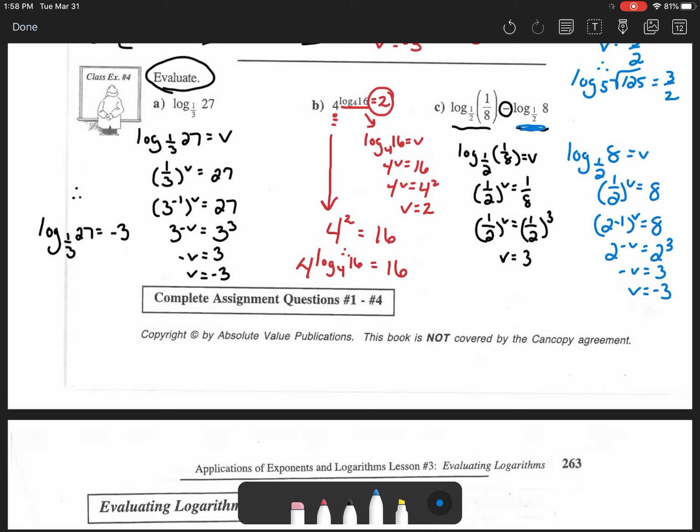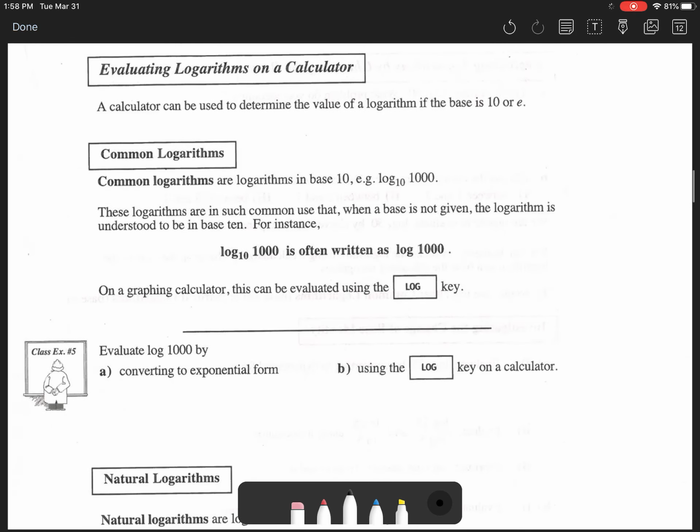So now, the answer to this question is 3 minus -3, which is 6. When we subtract a negative, it's like you're adding. So the total value of that whole expression is equal to 6. Good. Next, a little bit of stuff on our calculator.